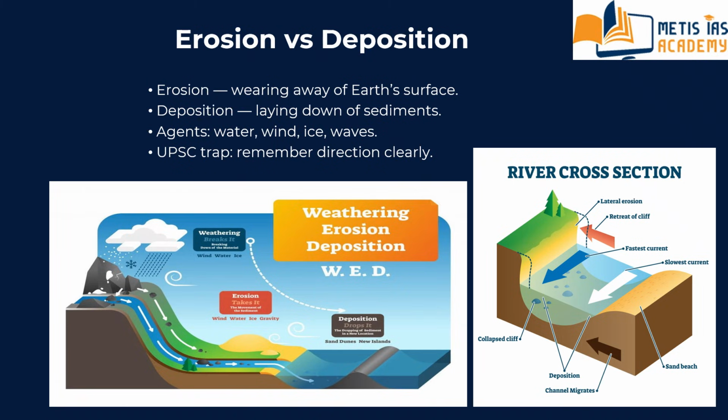Together, these processes maintain a dynamic balance. What are the processes? External processes and internal processes. Internal processes build, external processes shape. That is why these processes maintain a dynamic balance, so that the earth is constantly evolving.